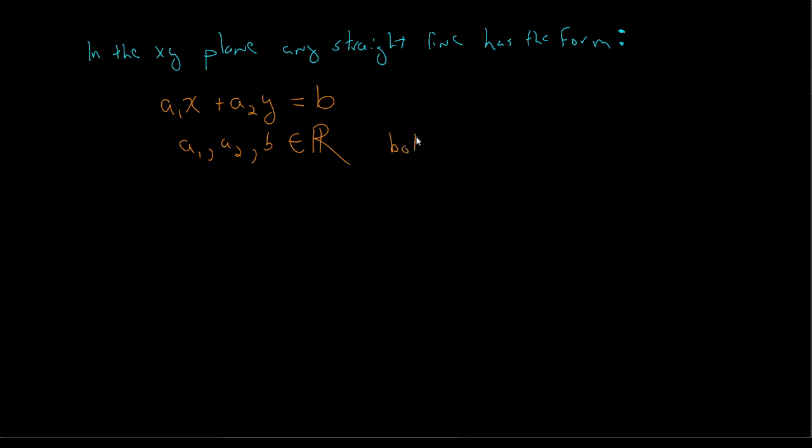And A1 and A2, not both A1 and A2 are 0. One of them can be 0, but both can't be. And so an equation in this form is a linear equation in x and y.